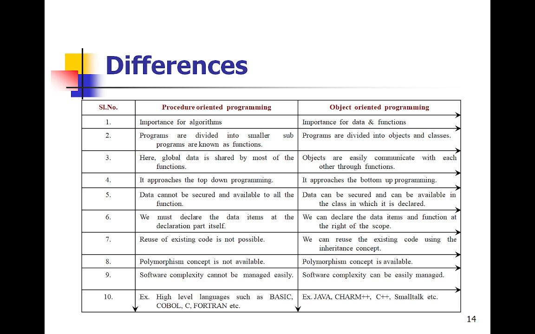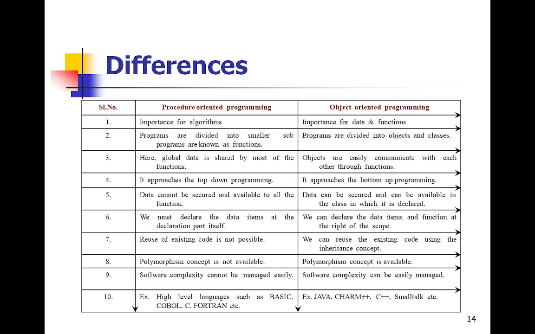It's a top-down approach versus a bottom-up approach, and data cannot be secured, but here data hiding procedures we can apply in object-oriented programming. And we must declare some data items at the declaration part itself, but here we declare the data items and functions within the right scope. Reusability of existing code is not possible, but in object-oriented programming, with the use of the inheritance concept, we can achieve reusability of code.